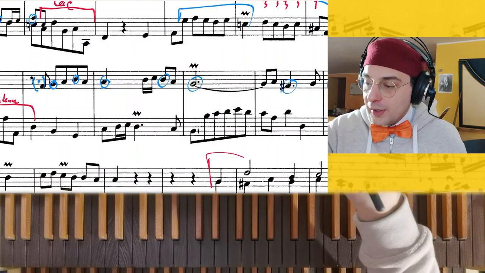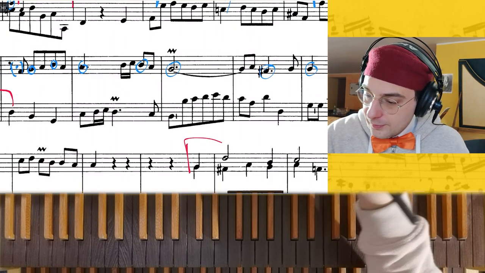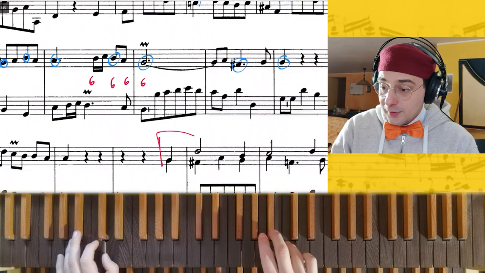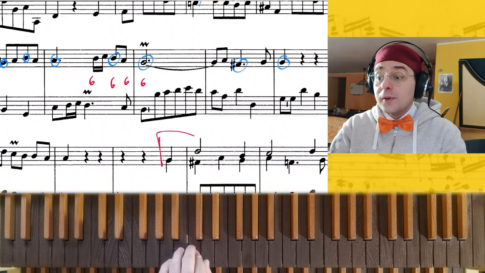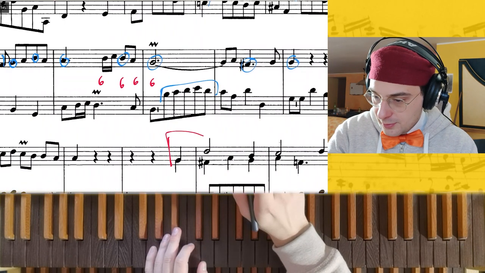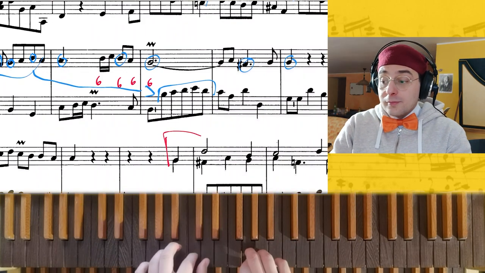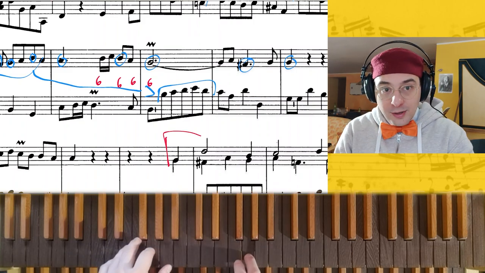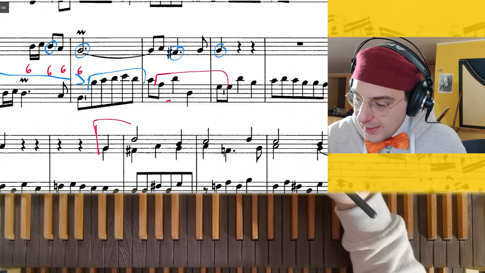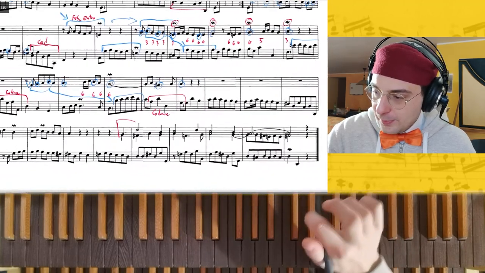And also in this point we can recognize how the bass moves with parallel sixths. Yeah, sixth, sixth, sixth, and sixth. Imitation of this melody. And cadence. So cadence. Perfect. Now let's play again this part.